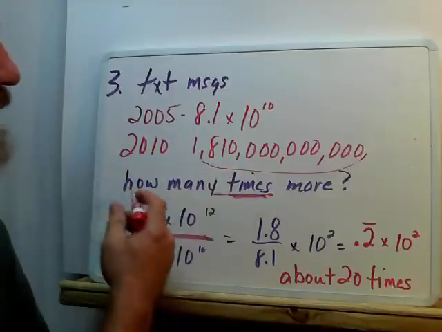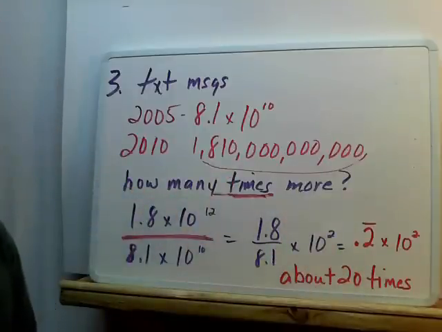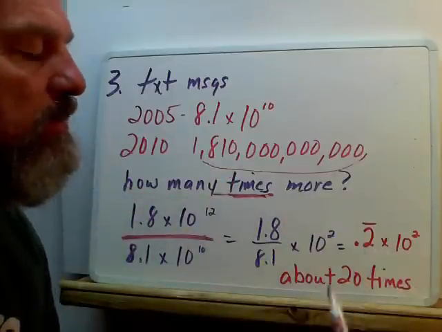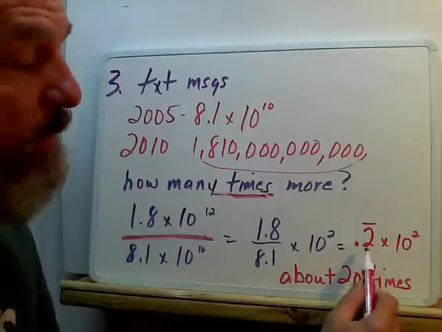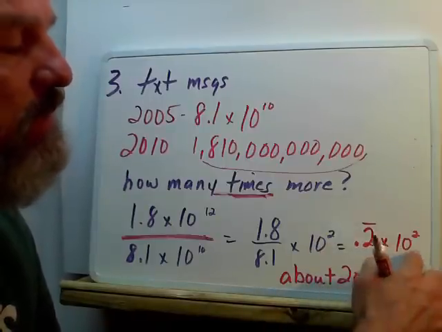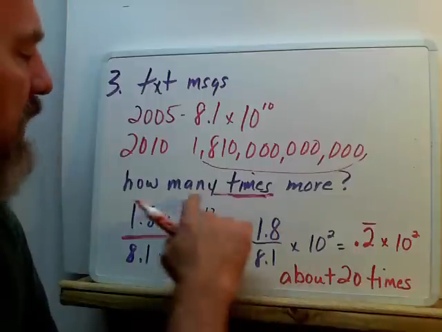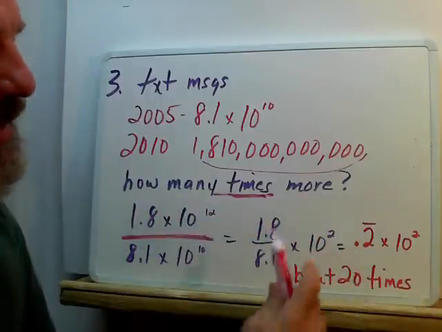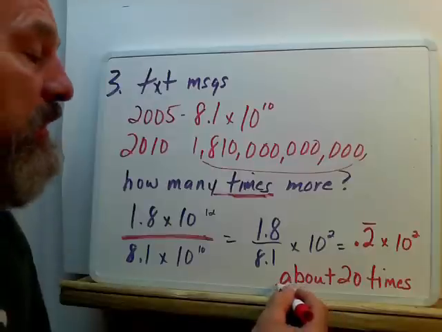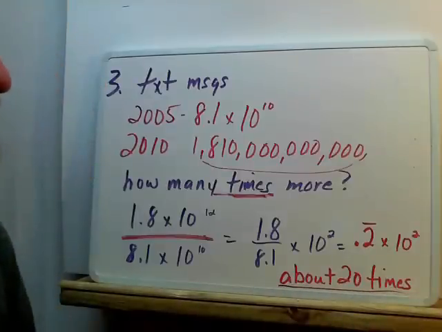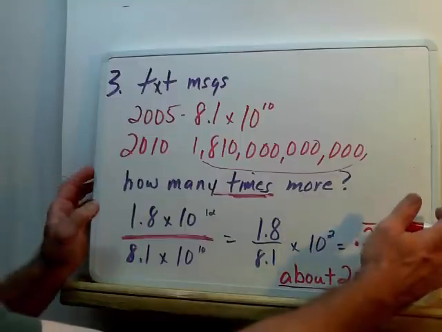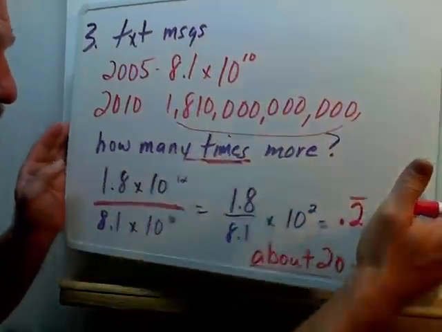But in this case, they're asking you how many times more. You don't want to answer a question like that necessarily with scientific notation, and this would be wrong anyway. We would put this as 2.2 times 10 to the 1st. But they just ask you how many times more. And once again, the book does the crazy thing and rounds the answer and says that in 2010 there were about 20 times as many text messages as in 2005. Really fast growth.